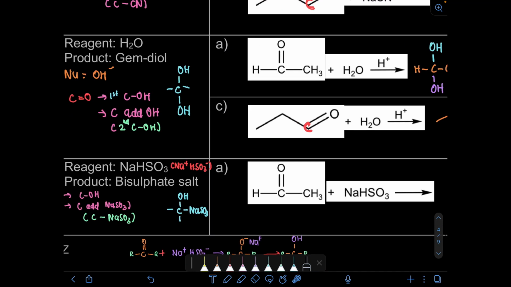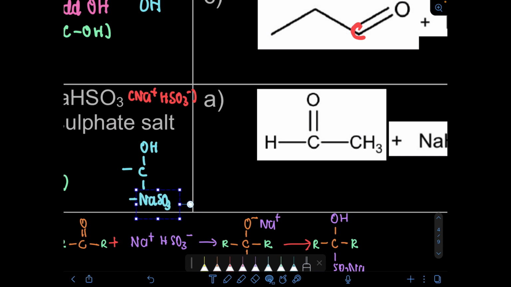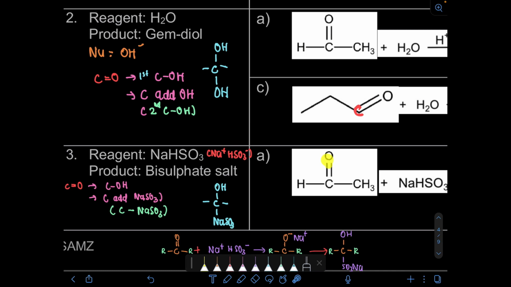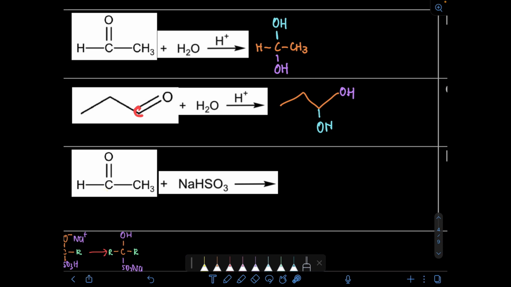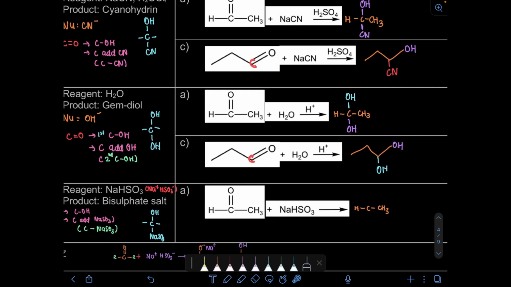So let's look example A here. So we have our C double bond O jadi OH. Okay, lagi satu we're gonna add our nucleophile, ataupun dalam kes ni kita akan add NaSO₃. Ini macam biasa, first and foremost double bond O jadi OH. Lepas tu hydrogen ni dah bagi dekat sini kan. So what is left adalah our NaSO₃.